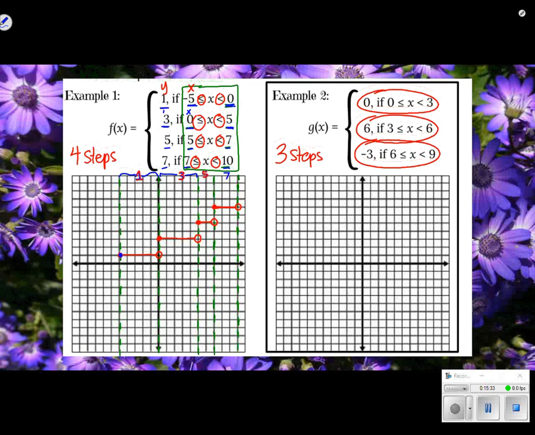0, 3 is a point on my graph. 5, 5 is a point on my graph. 7, 7 is a point on my graph. Okay? And then with my pieces that are open, I also have those points on the graph, but they have open circles. So these pieces right here, ones that are in red, but I'm covering over it in blue, this is the step function. The green is not the step function. The green helps you draw the step function. Okay, so that is your very first step function.